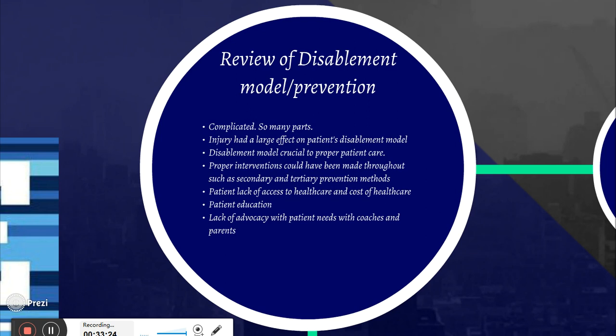But disablement models, when we are treating patients, are crucial to think about and to learn about, so that we make sure we're treating the patient properly. Proper interventions could maybe have reduced this disability, either after the first injury, if proper steps had been taken, such as tertiary prevention methods, maybe this disability may not have ever happened.